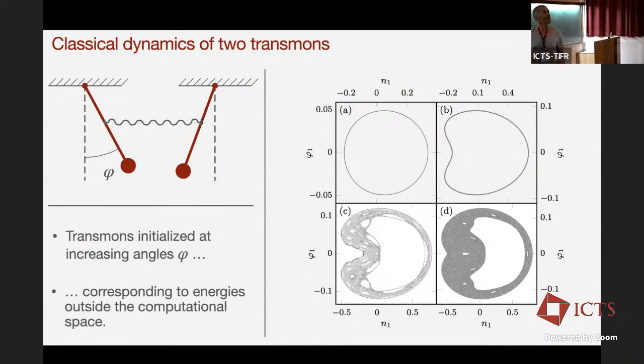These are number and phase, or momentum and coordinate, if you want. So you have two transmons. Each has a coordinate. This is phi1, and here's phi2. And then they both have conjugate momenta. The momenta we call n instead of p because it's a pendulum. Was there another question? No?